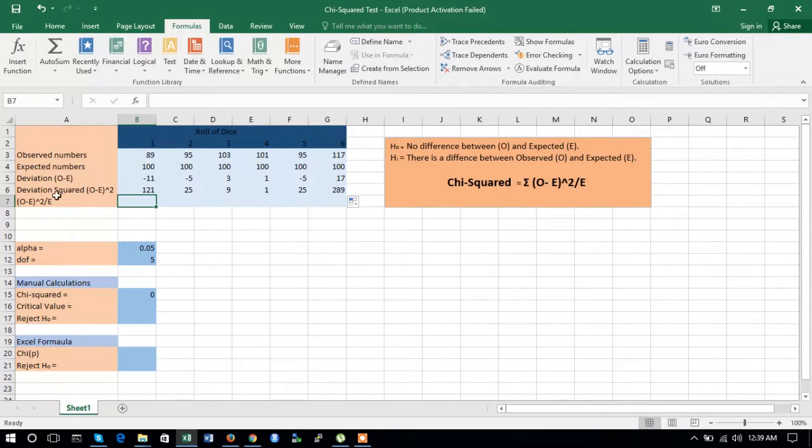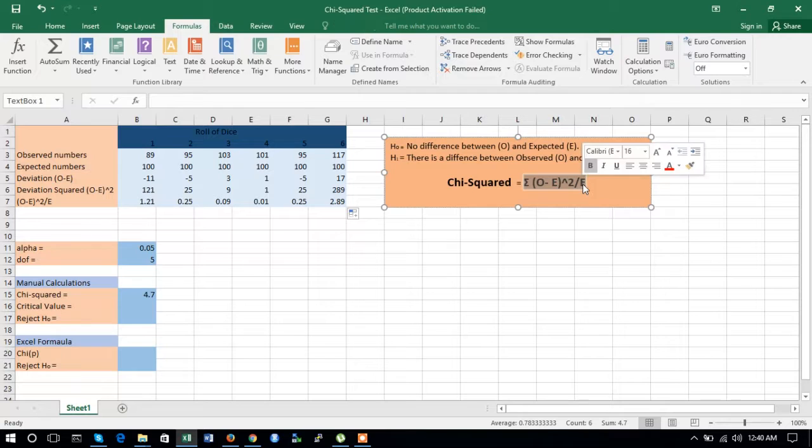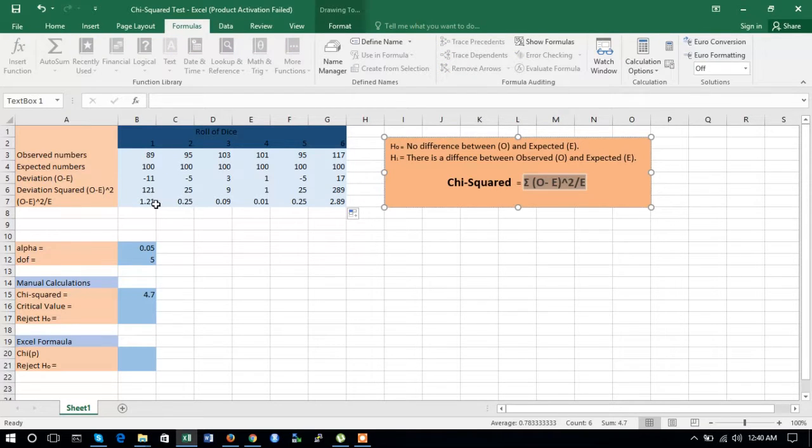Now in the next step we have to calculate the deviation squared divided by the expected number. So to do this, we click over here and divide it by the expected number. So we have calculated this parameter, and we can calculate this parameter for all of the entries in the same way. Now to calculate the chi-squared value, we just have to sum these numbers. That will be our chi-squared value.